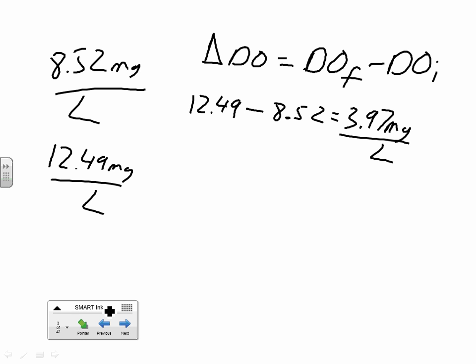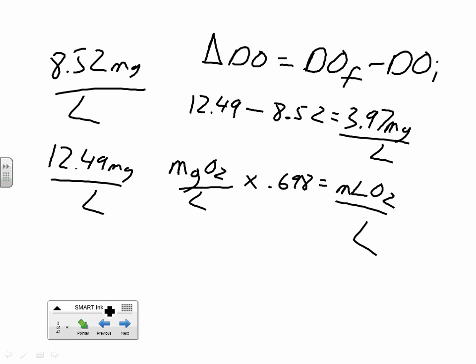So that's our change in our dissolved oxygen levels. The next thing you want to do is go back to your formula sheet, and it tells you when you're doing a primary productivity calculation, you can take this formula right here, milligrams of oxygen per liter times 0.698, and that will give you the milliliters of oxygen per liter of water. So this is just a conversion step. If we multiply by that, that gives us the milliliters of oxygen per liter. We're just converting. So in this case, we need to go 3.97 times 0.698. Just multiply it out. That gives us 2.77 milliliters of oxygen per liter of water.